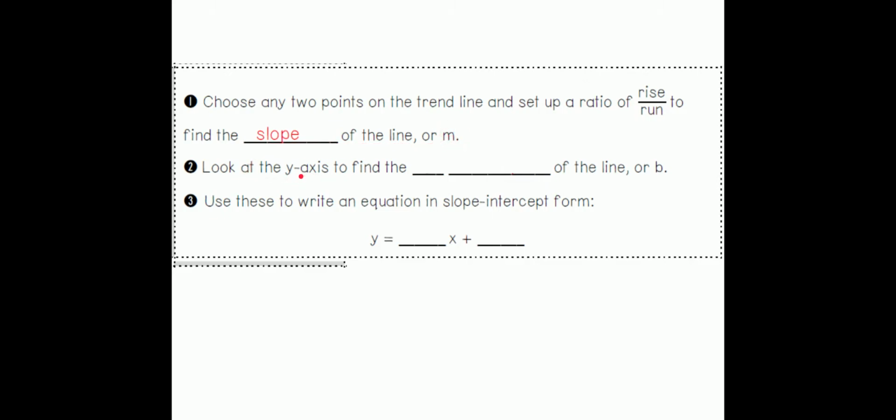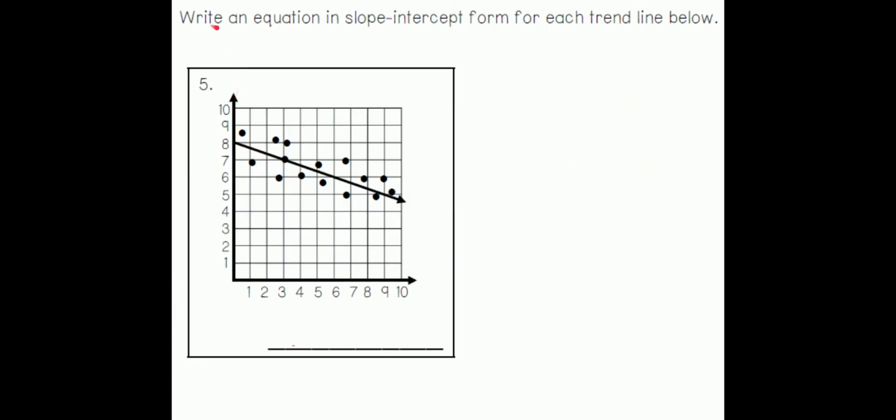Look at the y-axis to find the y-intercept of the line, again designated as b, and use these to write an equation in slope-intercept form. y equals m x plus b, where m is the slope and b is the y-intercept. And remember, those two are going to be numbers or values you're going to find. So write an equation in slope-intercept form for each trend line below.